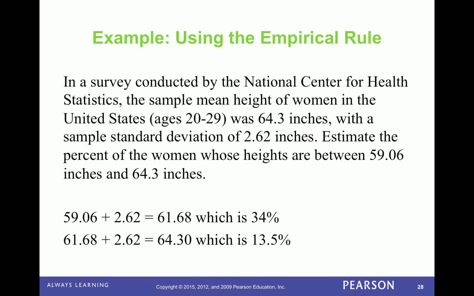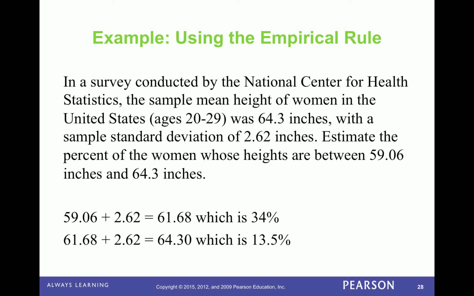Example using the empirical rule. In a survey conducted by the National Center for Health Statistics, the sample mean height of women in the United States ages 20 to 29 was 64.3 inches, with a standard deviation of 2.62. Estimate the percent of women whose heights are between 59.06 inches and 64.3 inches.